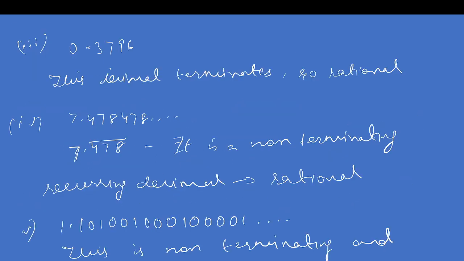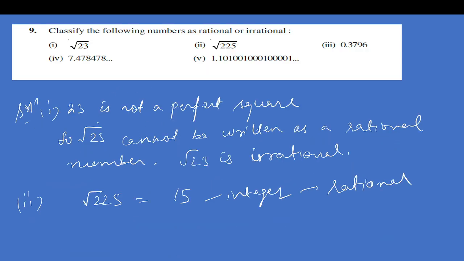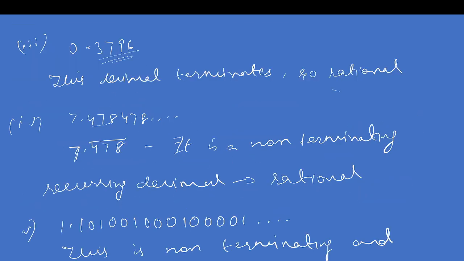Now 0.3796. There is no bar, nothing over this. This is terminating actually. So this decimal terminates. According to our property, decimals which terminate are rational. Now 0.478478. You can see that this part is repeating, 0.478478. So this can also be written as 0.478 with a bar. This is recurring, non-terminating but recurring. So this is also rational.